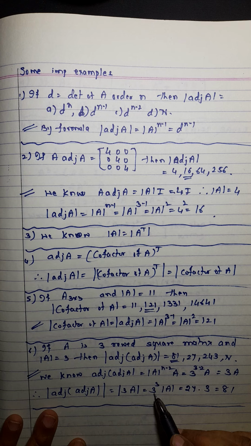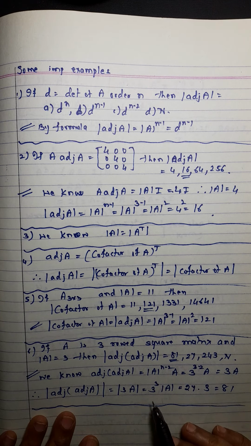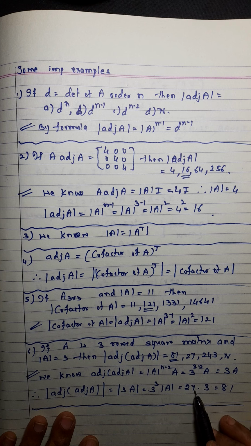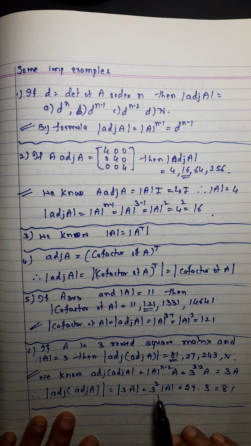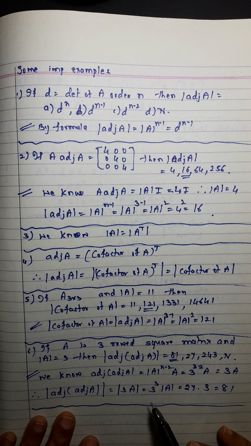This is an important step. From a matrix, if you take common, it will come only once. From a determinant, if you take common, it will be 3 raised to 3 into determinant of A. So 27 into determinant of A, which is 3, so the answer is 81 from this. So be careful here how we are doing this. This is also an important thing.